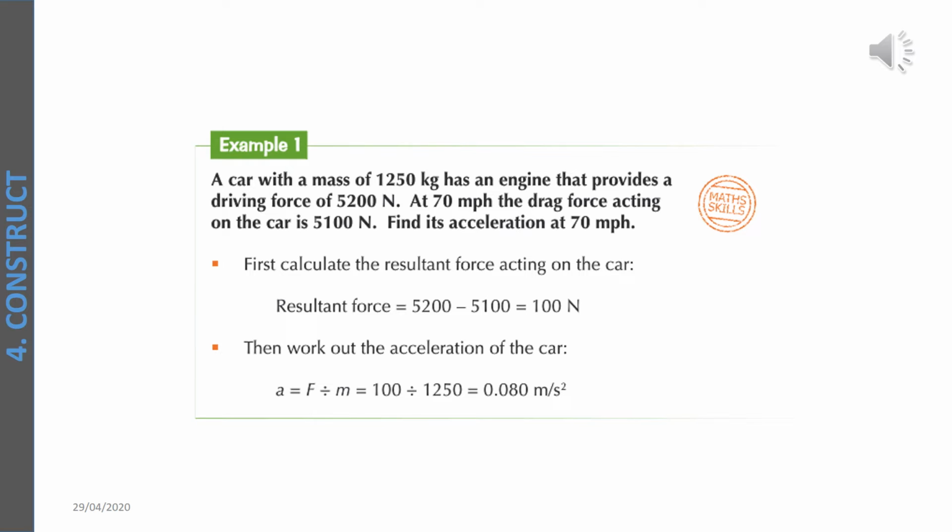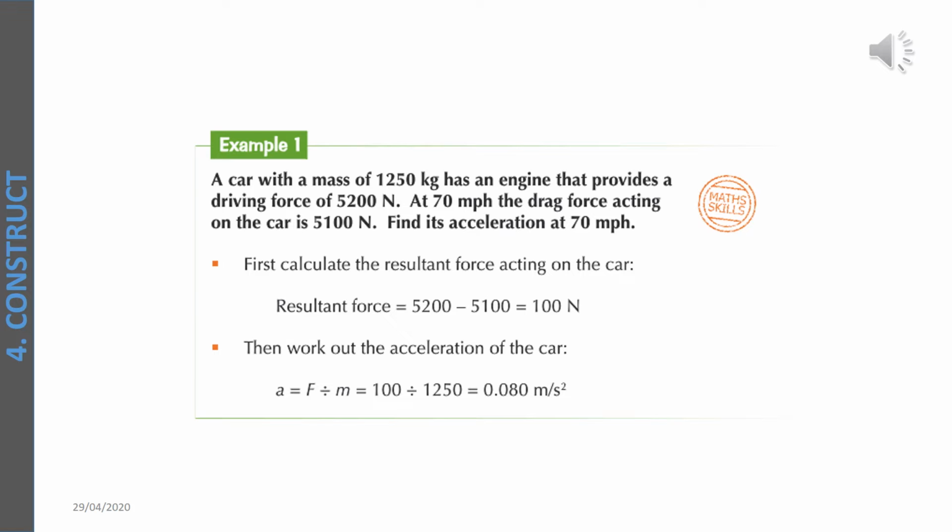A car with a mass of 1,250 kilograms has an engine that provides a driving force of 5,200 newtons. At 70 miles an hour, the drag force acting on the car is 5,100 newtons. Find its acceleration at 70 miles an hour. Okay, so think, what have you got in the question and what is useful information? So the first thing to note is that 70 miles an hour is not relevant. Force equals mass times acceleration. There is nothing in that question about speed. Okay, so we don't need that.